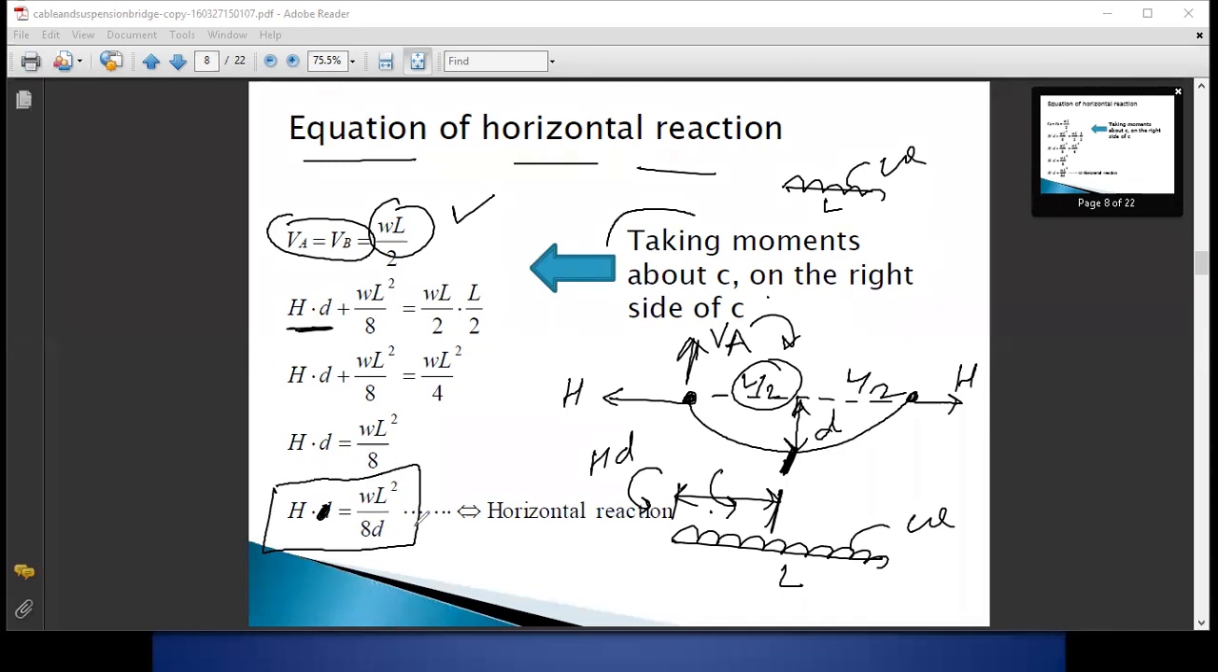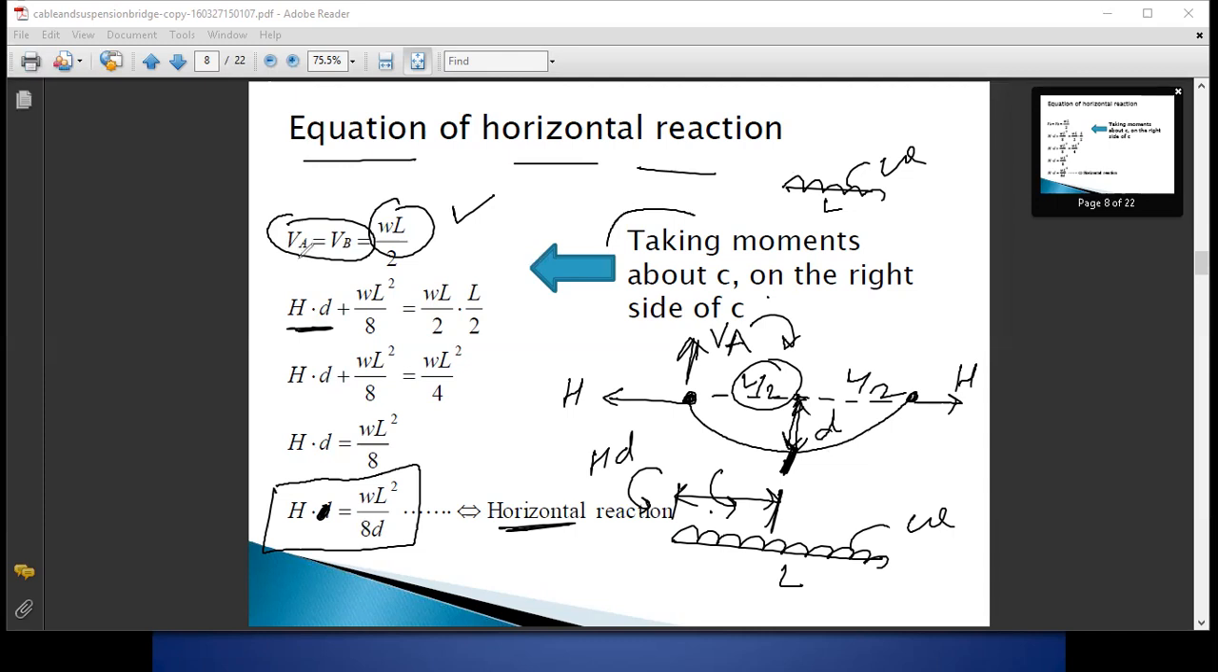So the horizontal reaction H we get is equal to WL square by 8 times D, where D is nothing but the sag, from this up to the vertical distance, that is called a sag, that is small d, right? So after simplifying, you get horizontal reaction H is equal to WL square by 8D. Understood? Yes or no?